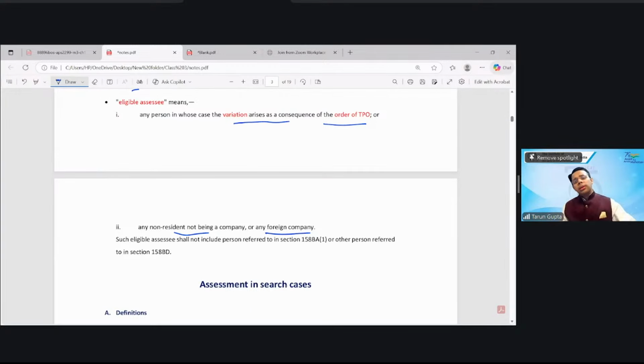So in both these cases, the AO has to pass a draft order. Such eligible assessee shall not include persons referred to in section 158BA. Sorry, so 158BA is in case of search. No, I told you, this provision doesn't apply in case of such persons, or other persons referred to in 158BD. So you're with me? The DRP.